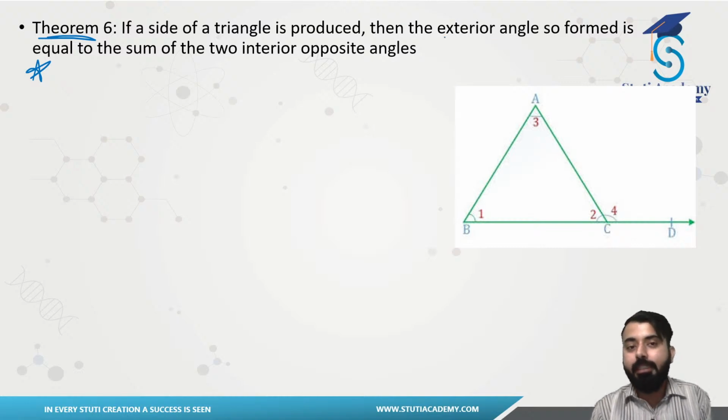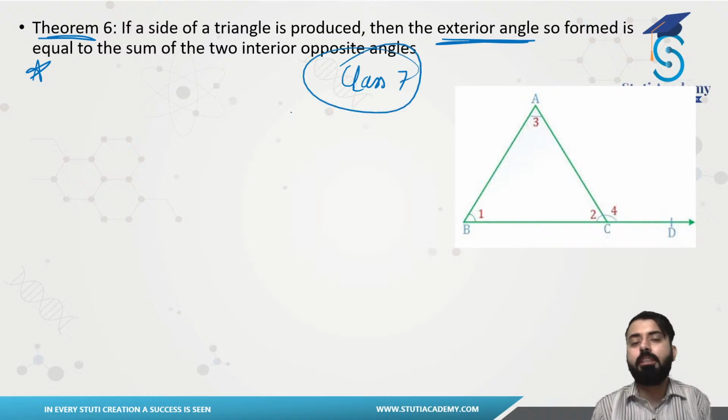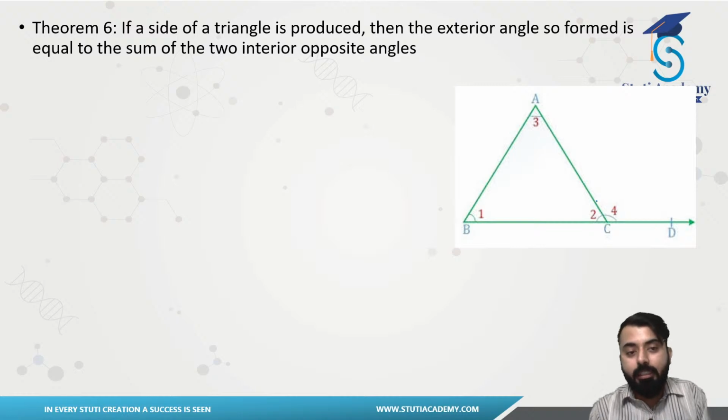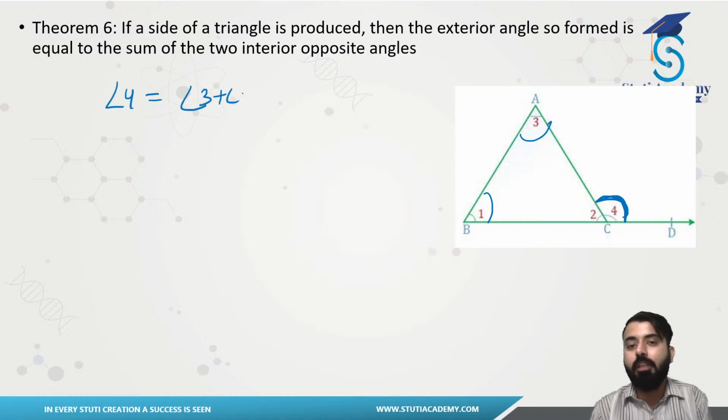This is commonly termed as your exterior angle property. You guys have understood this one in your class 7, I guess, in your chapter triangles. There you had that exterior angle property, that the exterior angle is always equal to the sum of two interior angles. That means angle 4 should be equal to angle 3 plus angle 1.